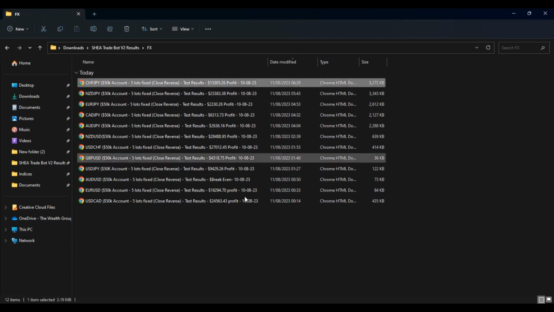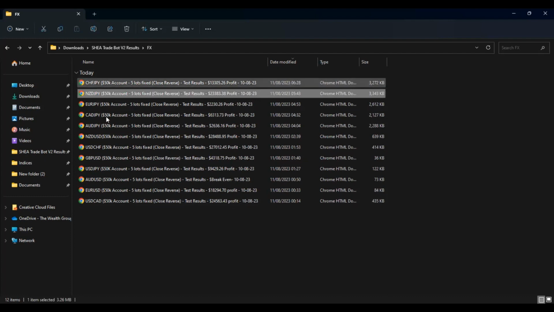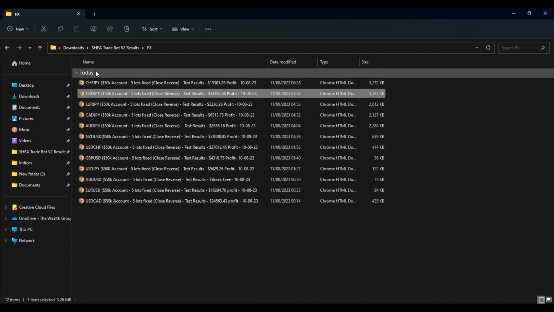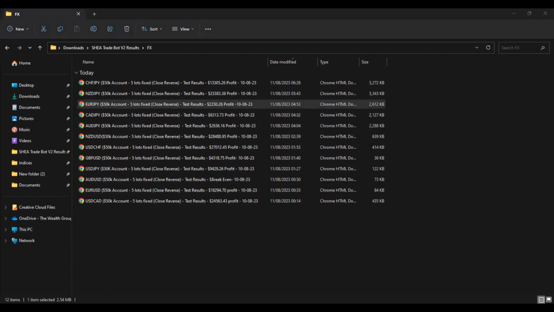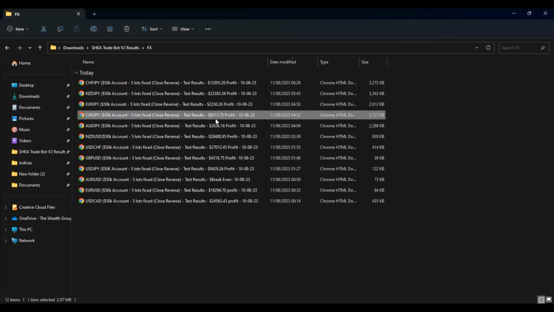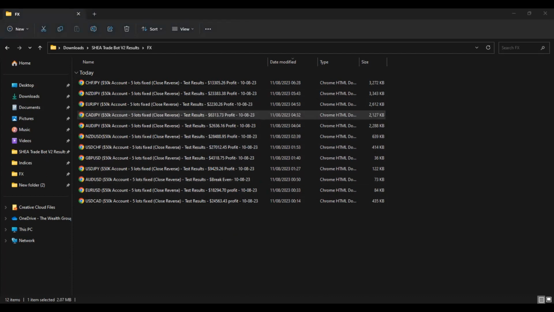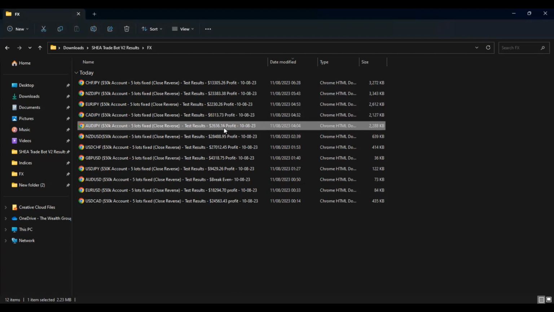Nice. So for NZD JPY, these are all the pairs that we trade for forex. Nothing else, these are the only ones. So Euro USD, Euro JPY. I think this is supposed to be 20. So NZD JPY is 23,383 profit. All right, the results will come up in a minute. Euro JPY is 2K profit. For CAD JPY, the profit was 6,313. For AUD JPY, it was 2,636 profit.